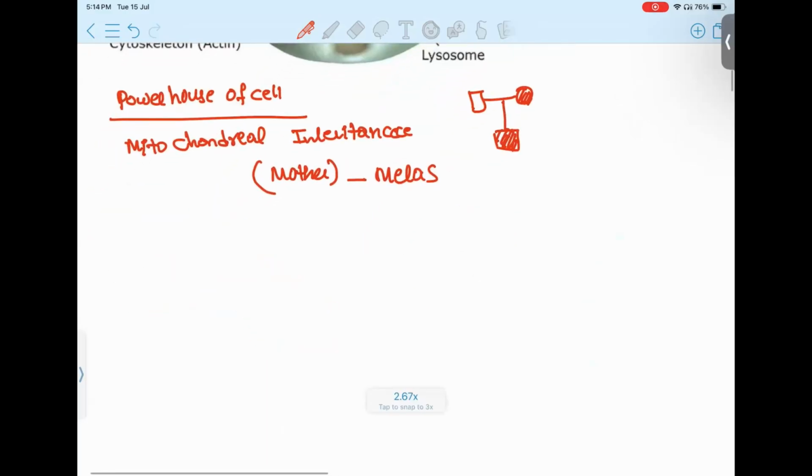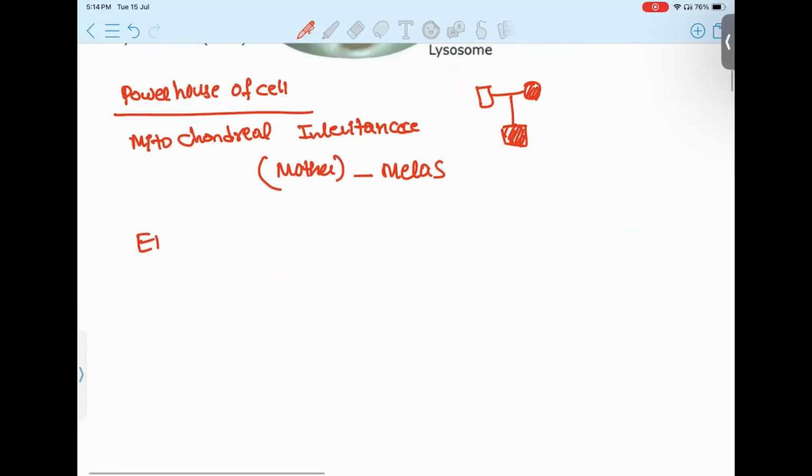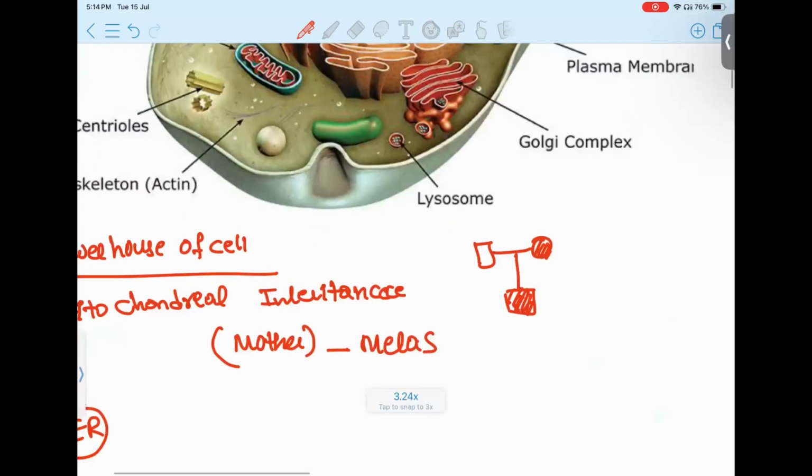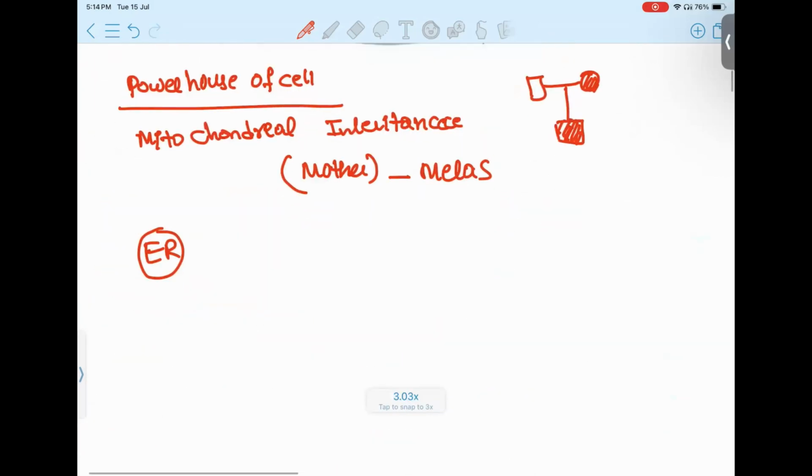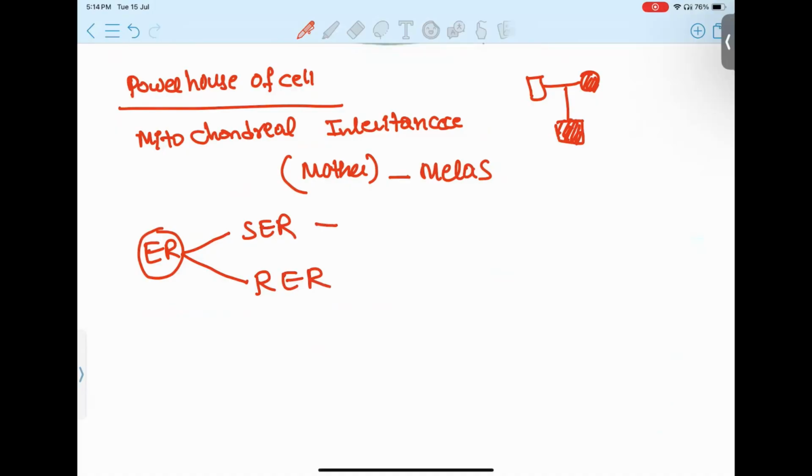Next, moving on to the endoplasmic reticulum. What is the endoplasmic reticulum? Here you can see the structure of the endoplasmic reticulum. This is the complex structure that you are seeing here. The endoplasmic reticulum is subdivided into the smooth endoplasmic reticulum and the rough endoplasmic reticulum. The smooth endoplasmic reticulum does not contain any ribosomes on it, but the rough endoplasmic reticulum contains ribosomes.